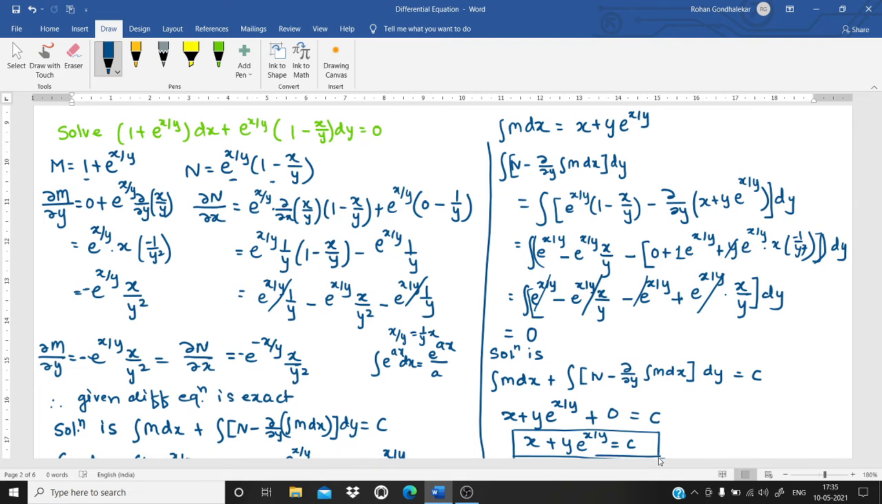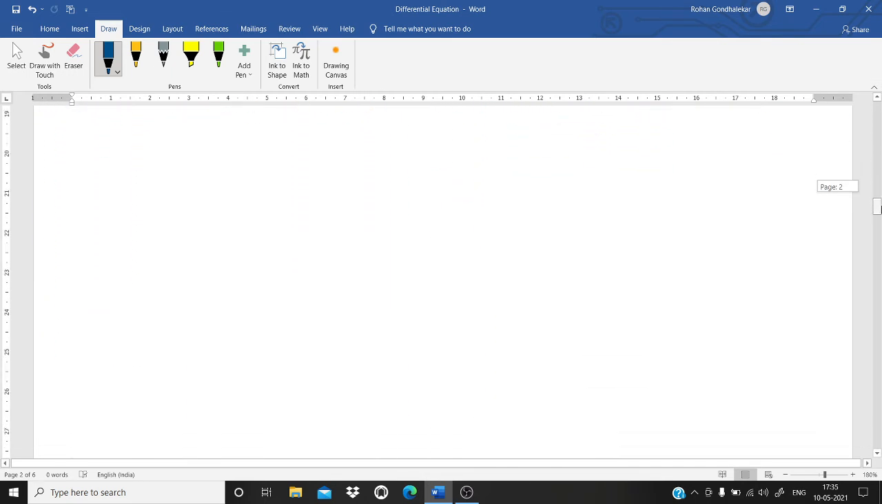Clear with this? So from the last lecture, we tried different examples to show that the given differential equation is exact, and we solved a few problems based on this from the university examination. So one more problem I would like to give you as homework. I expect you to solve it.